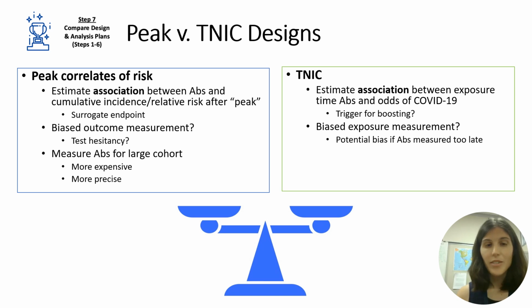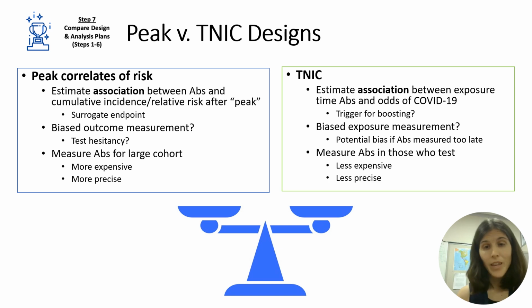In the peak correlates of risk design, we have to measure antibodies for a large cohort, so it's more expensive, but also more precise. And in the test negative design, we only measure antibodies in those who test, so it tends to be less expensive and sometimes more feasible, but also less precise.